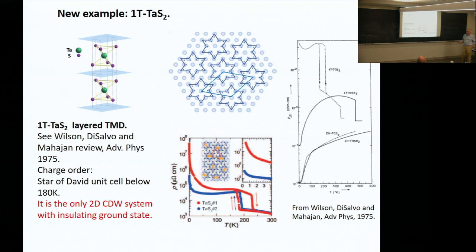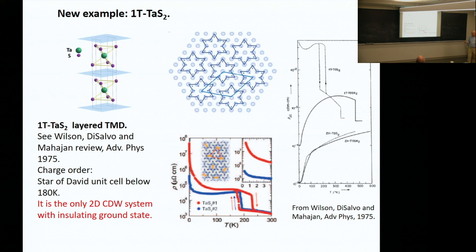Okay. So in the final few minutes, I want to talk about these new examples and show you some really exciting data. So this is 1T tantalum sulfide. This is a so-called layered transition metal dichalcogenide. 1T means a particular polytype. You don't need to worry about the details. But the important thing is that all the action is on the tantalum atoms, and they form a triangular lattice. So the model is a triangular lattice of atoms. You can start there. Okay?